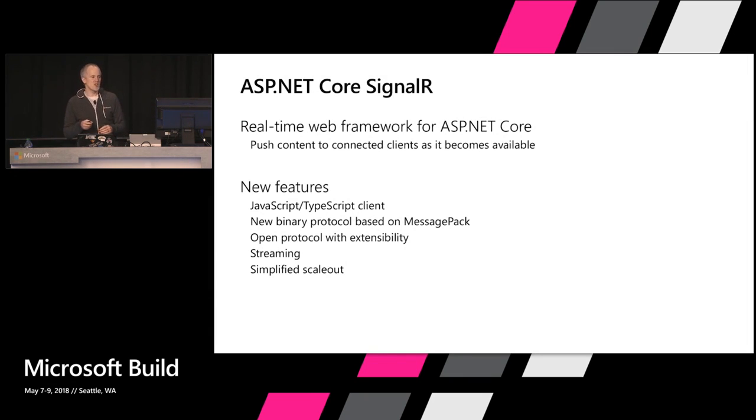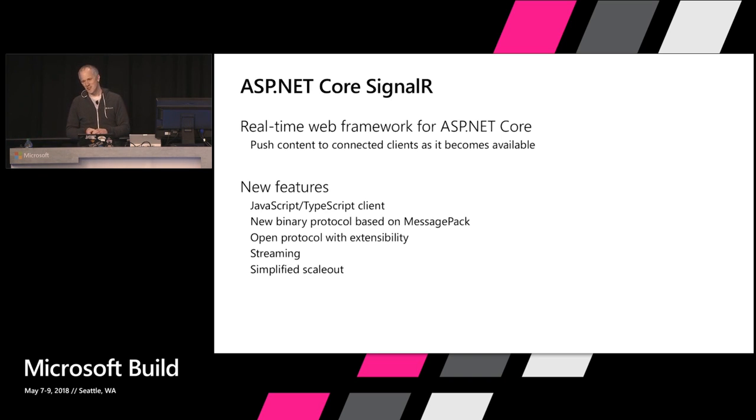So the first thing I want to show you is ASP.NET Core SignalR. This is our real-time web framework for ASP.NET Core. This is for scenarios where you want to have connected clients that the server can push content to. That may be notifications, that might be broadcasting messages. It's a connected client pattern. Now, this is a port of ASP.NET SignalR that we've had for a while on ASP.NET to ASP.NET Core. But of course, we couldn't just port it. We had to make it better.